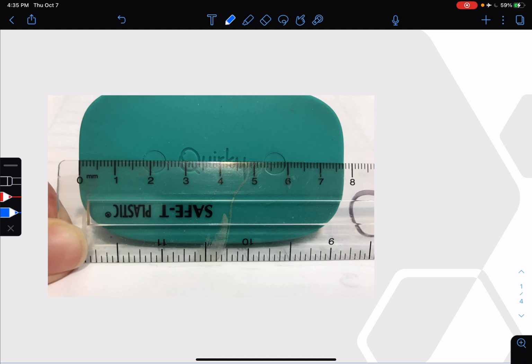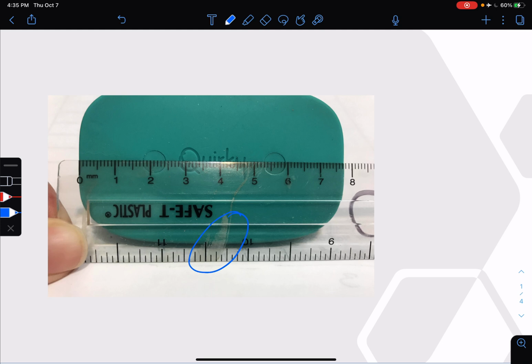We need to talk about measuring things with the metric and the imperial sides of a ruler. So I've grabbed this handy dandy little teal object off of my desk, and I've gotten a ruler from my junk drawer, so please don't mind this blob of whatever that is right there.